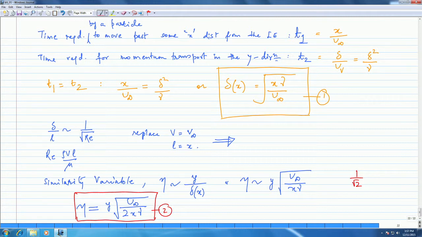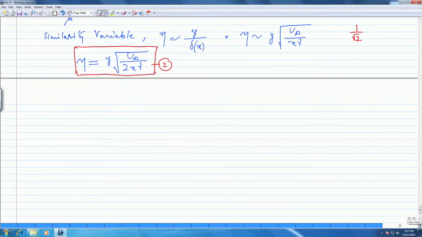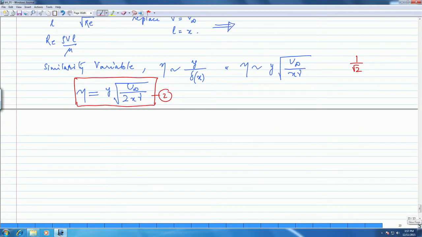So then we get a similarity variable, which, as you can see, is a function of x and y, and you have the kinematic viscosity and the free stream. That seems like a good deal actually. Okay. So now let us also define a stream function. What we will do is define a stream function.